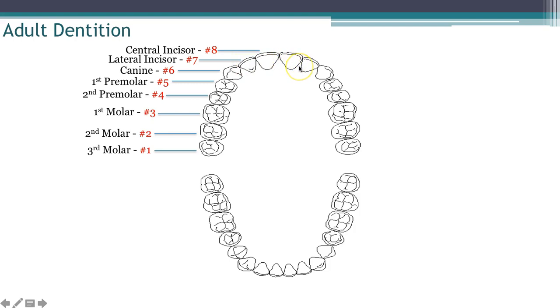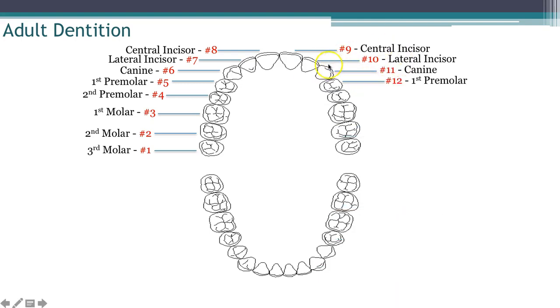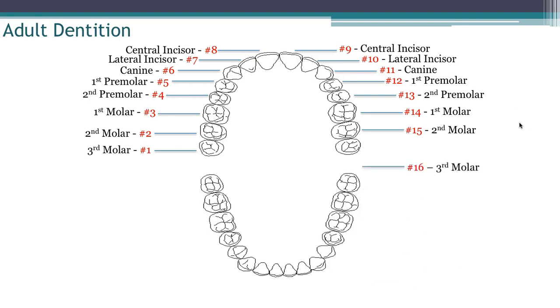So let's move on to the left side. We have number 9, central incisor, number 10, lateral incisor, and number 11, canine. The canines are the pointy teeth in our mouth. If you open your mouth, you'll see some pointy teeth out there, and those are our canines. Then we have our first premolar, number 12, and our second premolar, which is number 13. Then number 14, first molar, number 15, second molar, and number 16, which is our third molar. So we're finished with the top.